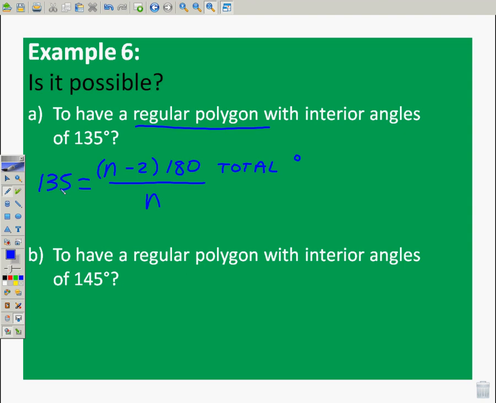Well, what we would do is what we've done before. I'm going to multiply by n, so I get 135n is equal to 180n minus 360. When I subtract 135n from both sides, I'm going to end up finding at the end of this that there are 8 sides to this figure.